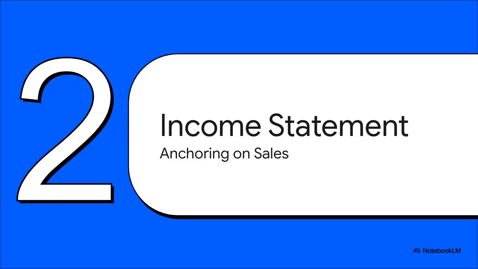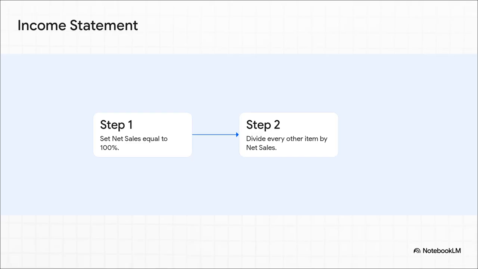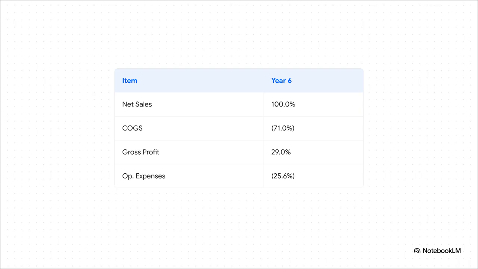Section 2. The income statement breakdown. Anchoring on sales. Okay, don't sweat it if this sounds complex. It just boils down to two simple rules to build your vertical analysis. Step 1, you set net sales equal to 100%. Boom, that's your base amount. Step 2, divide every single other line item, like your cost of goods sold, your operating expenses, your taxes, by that net sales number. Let's look at an example using a hypothetical company, Amy's Market.